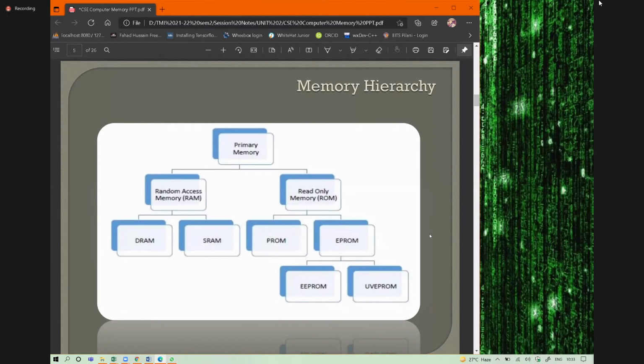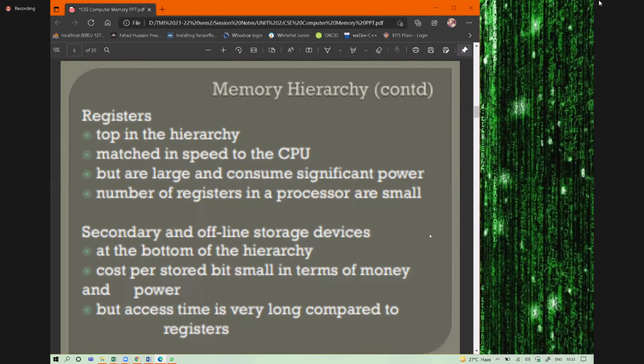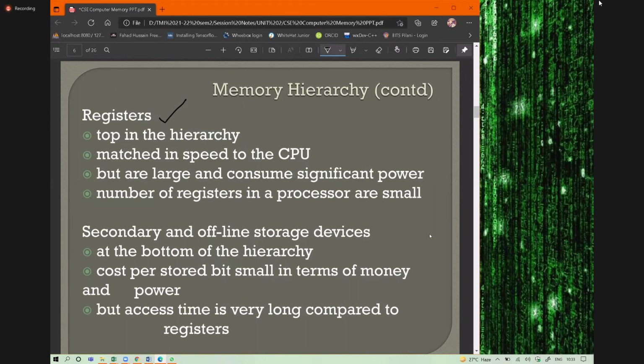Now this primary memory is divided into different categories that we have seen: DRAM, SRAM, PROM, EPROM, and all these things are done. So in the memory, which is the fastest memory in the world? I already told you, come on, tell me. SSD. No, register memory. CPU register. Yeah, CPU register is the fastest memory in the world.